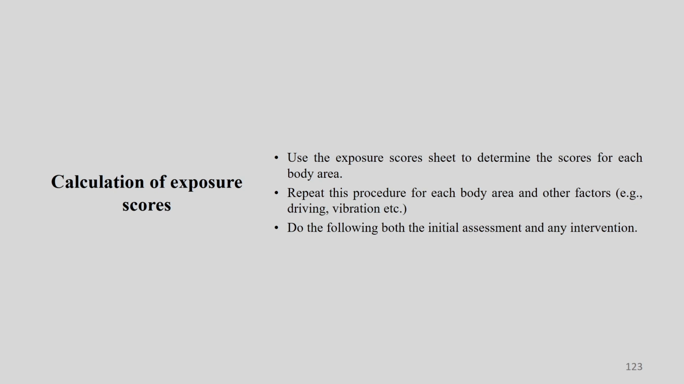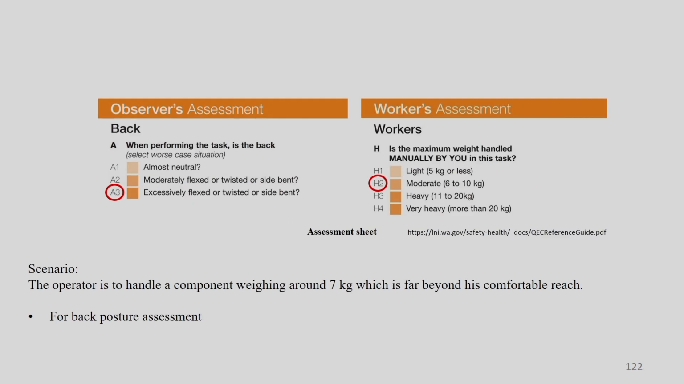So, calculation of the exposure. Here this is the example, right? What does it say: excessively flexed or twisted or side bended, whereas the worker is saying, about the maximum weight handled manually by you in that particular case, they are saying moderate. So maybe 6 to 10 kg. That way we are going to collect the data for everything from A to Q.